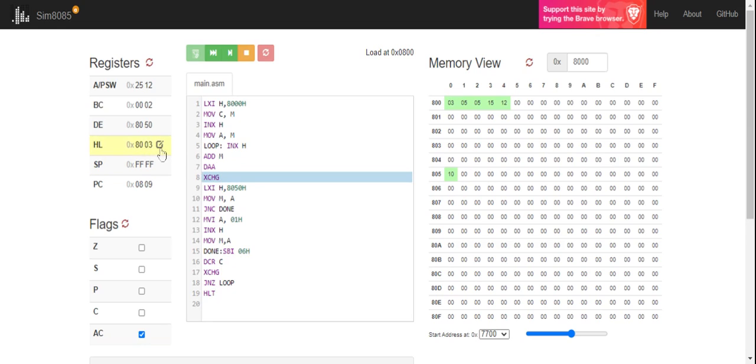So what am I going to do? 8003 back to DE, DE value back to over here. So what is going to happen? It is now exchanged. Now what am I going to do? Load immediate 8050. So this value is being loaded into HL register pair. Anyway, same thing is going to happen.